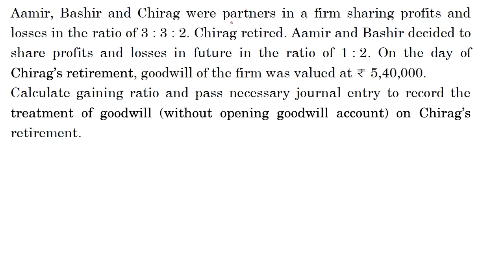Amir, Bashir, and Chirag were partners in the firm sharing profits and losses in the ratio 3 is to 3 is to 2. Chirag retired. Amir and Bashir decided to share profits and losses in the ratio 1 is to 2. On the day of Chirag's retirement, goodwill of the firm was valued at 5,40,000. Calculate gaining ratio and pass necessary journal entry to record the treatment of goodwill.